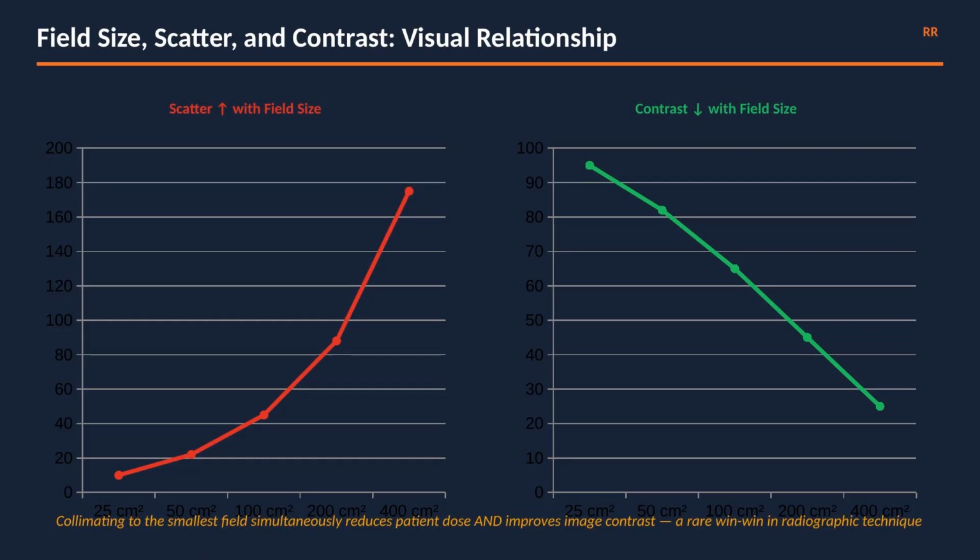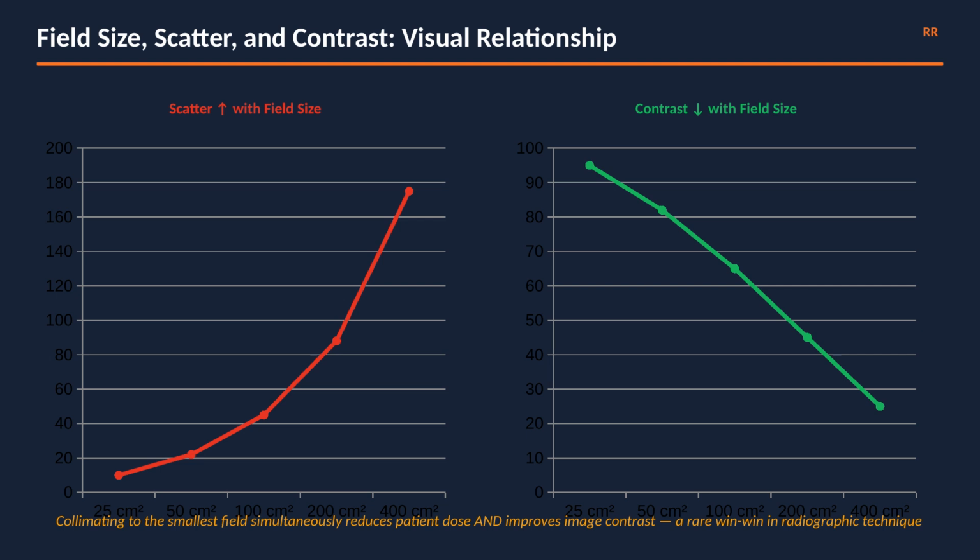These two line charts make the field size relationship visible. The left chart, scatter production versus field area. As field area increases from 25 to 400 square centimeters, scatter production rises steeply, nearly proportionally. More tissue in the beam equals more Compton interactions, equals more scatter photons heading toward the detector, and toward the radiographer.